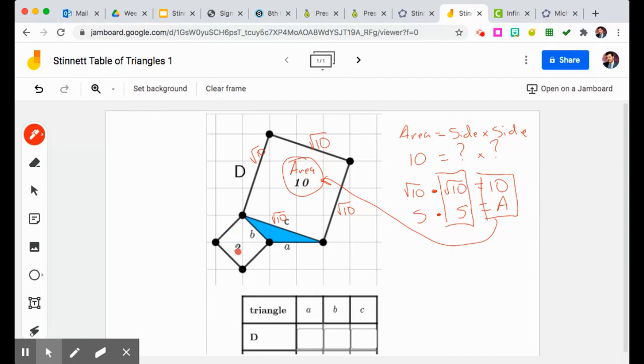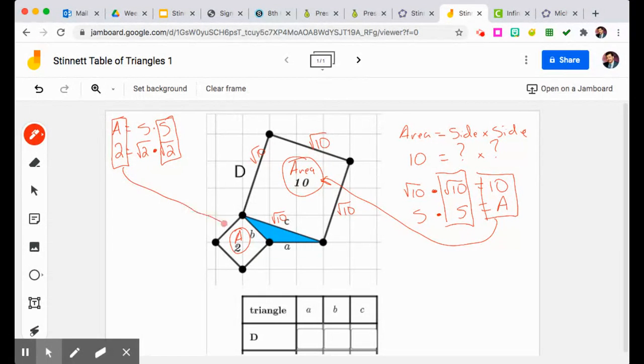Then let's look at our smaller square down here. They gave us the area equals 2. I know area equals side times side. So what two numbers multiplied together give me 2? Well, that's just the square root of 2. The square root of 2 times the square root of 2 equals 2. So here I see my area, which they gave me, and here I see my side length is the square root of 2.